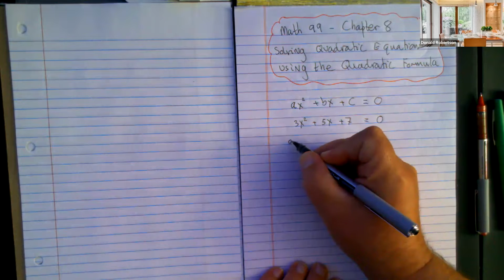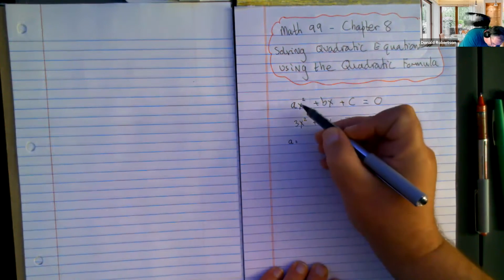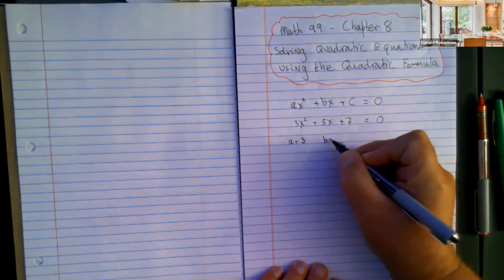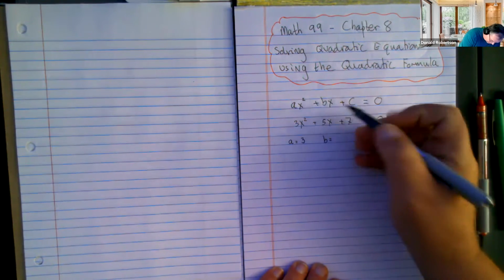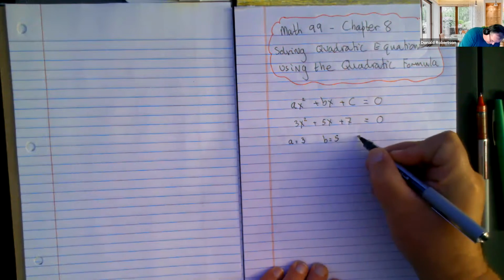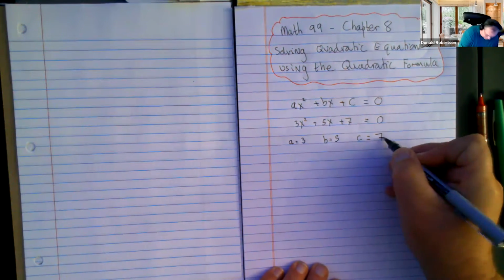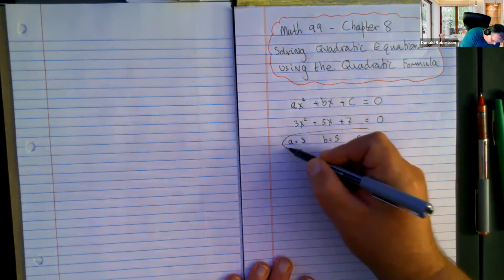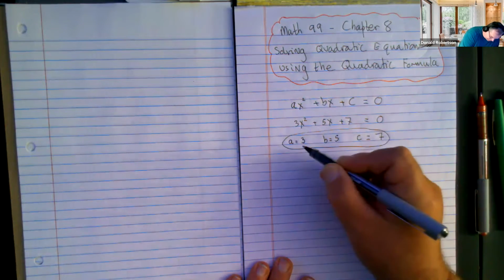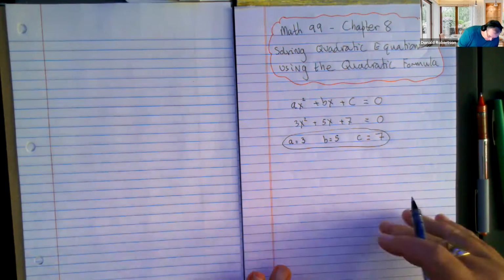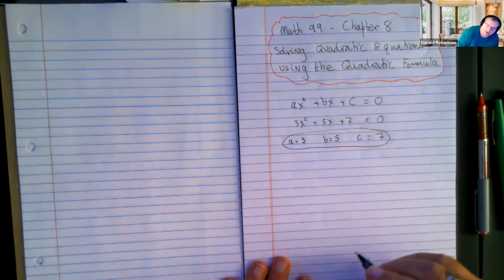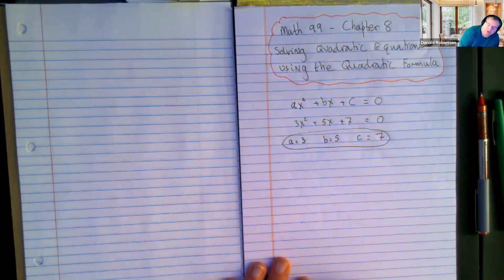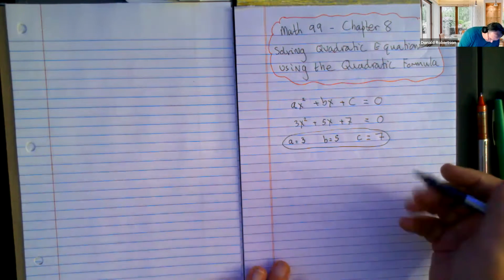Now, a will be the coefficient of x squared, so in this case it's 3. b is the coefficient of x, which means the number next to x, positive 5. And c in this case is 7. These are going to be important because this a, this b, and this c are going to be part of the quadratic formula, which will allow us to find typically the two solutions to this quadratic equation.